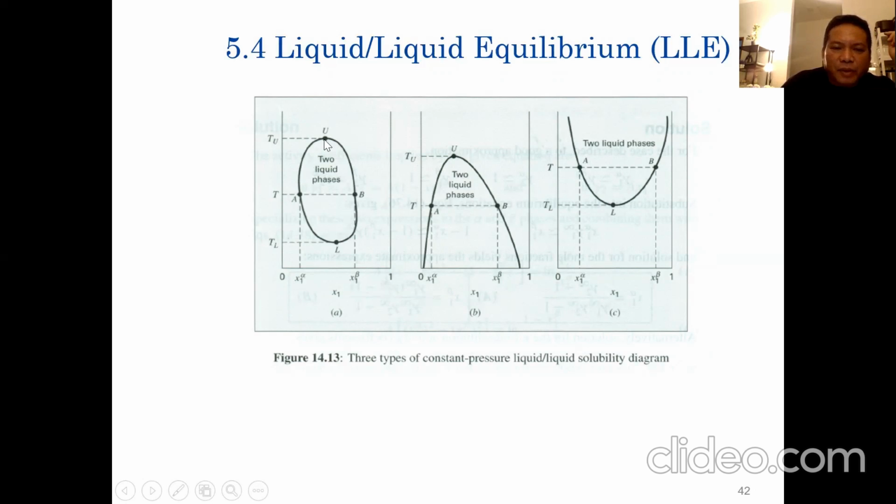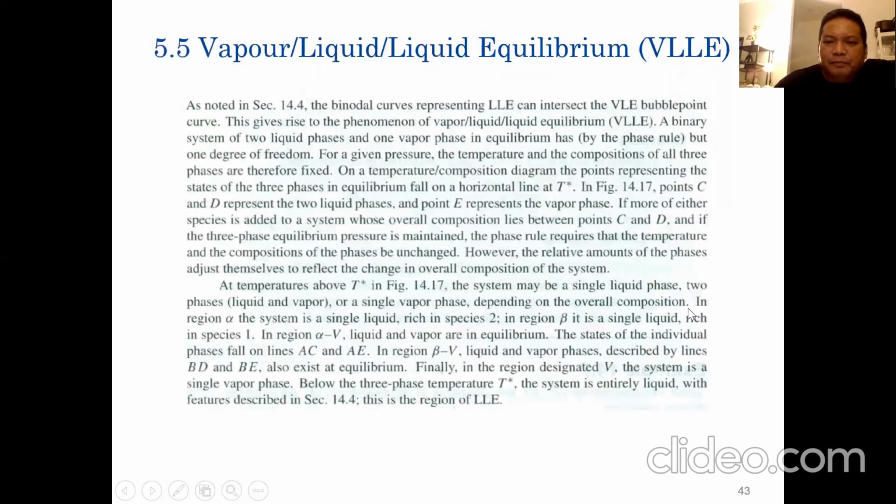This is the upper temperature, and this is the lower temperature here. Within these two, we have two liquid phases. Outside of this system, we might have only one single liquid phase. But sometimes we also encounter that we only have the upper temperature only, and sometimes it's only at the lower temperature.